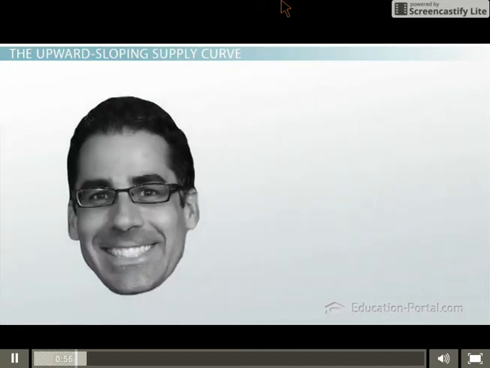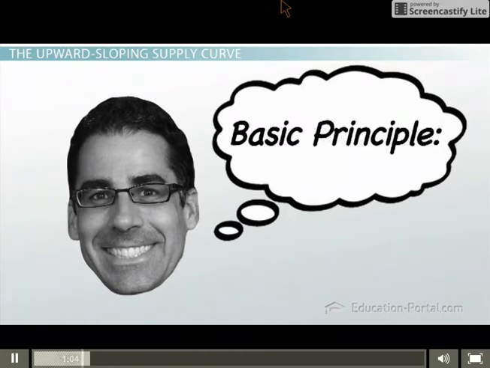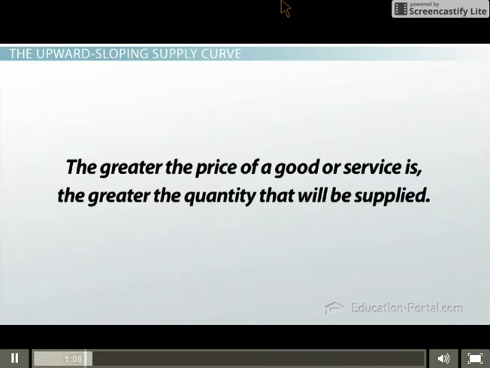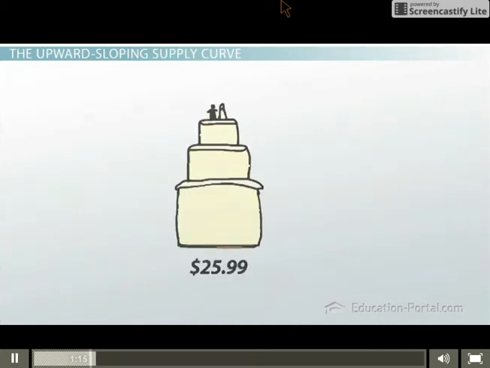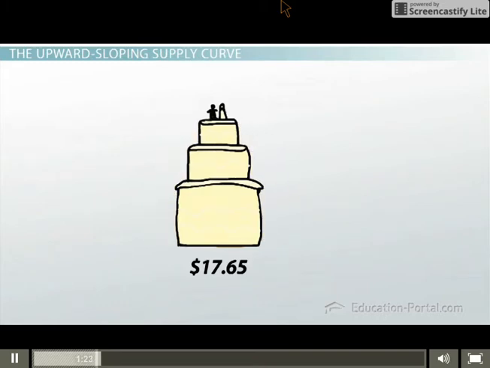So let's talk about the supply of cakes and what happens to it under different circumstances. But first, a general principle. The nature of supply in almost any market is as follows. The greater the price of a good or service is, the greater the quantity that will be supplied. If the price of a good or service goes up, the supply for it will also go up. And if the price goes down, the supply of it will decrease.